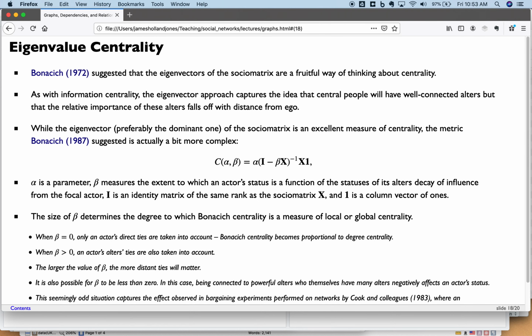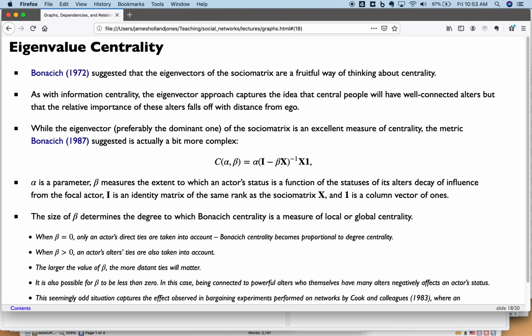We'll talk about one other centrality measure. There are actually quite a few newer ones, but these are in common usage in social network analysis and give you a flavor for the types of measures that we can do trying to identify central individuals in a graph. Phil Bonacich in 1972 suggested that the eigenvectors of a sociomatrix are a fruitful way of looking at centrality. As with information centrality, the eigenvector approach captures the idea that central people will have well-connected alters, but that the relative importance of these alters falls off with distance from ego.